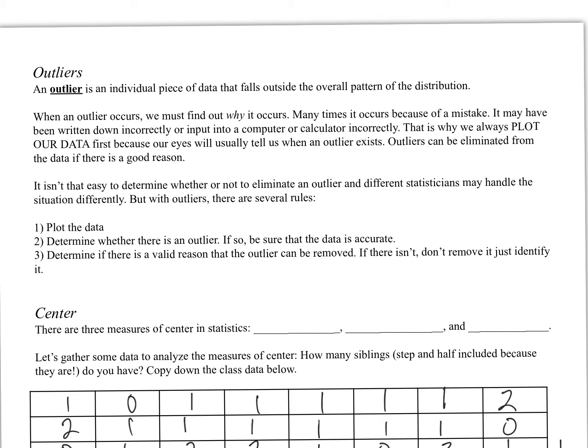Right now, we're not going to talk about how to mathematically determine outliers, because sometimes it's not obvious. You might be on the fence of, well, this is a lot different than the rest of the data, but is it different enough? So when we're calculating outliers, the very first thing you want to do is plot it. Then you want to determine whether there is an outlier, and if there is, make sure that the data is actually accurate. And lastly, determine if there's a valid reason that the outlier can be removed. Depending on what the data describes, you might be able to remove the outlier, you might not. If there isn't a good reason, don't remove it, just identify it as an outlier.